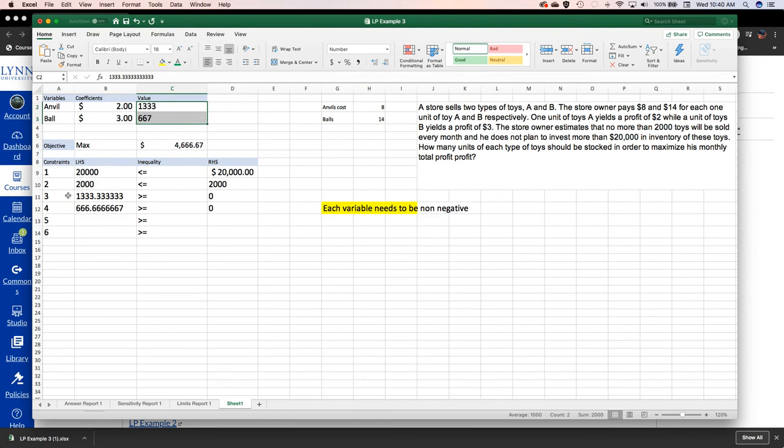Okay. And these we'll leave alone. You got it? Although you can round those to the nearest whole number as well. Okay. It looks something like that. All right. So to maximize our profits here, we should make or sell 1,333 anvils and 667 balls, right? So it's a lot of anvils to sell. I don't think we're going to be able to do that, Andy.